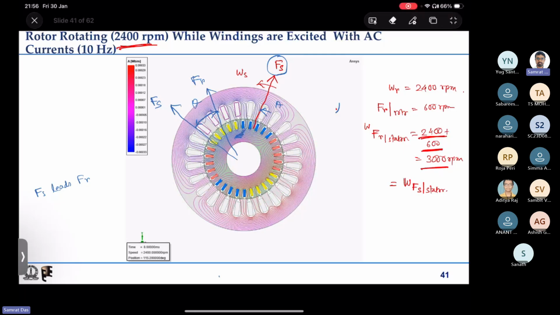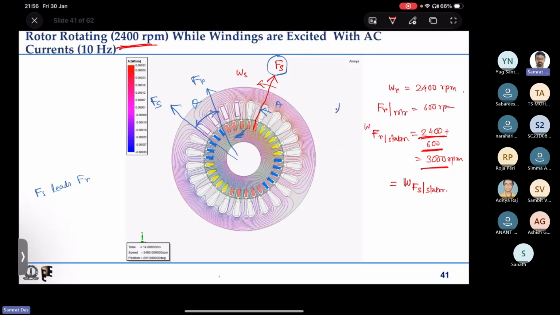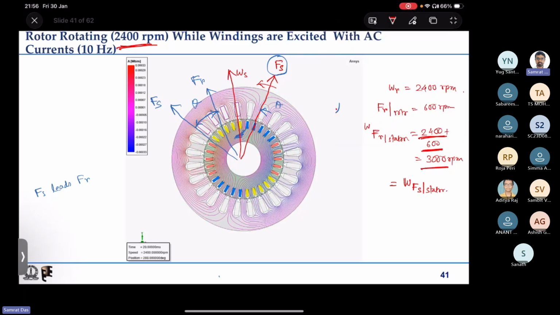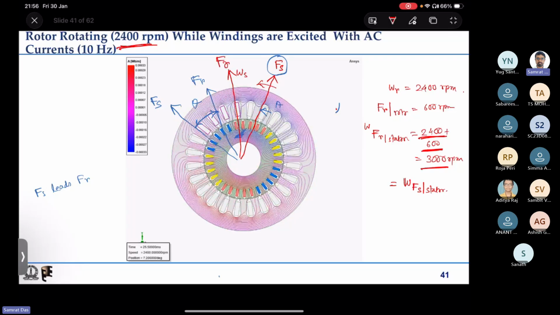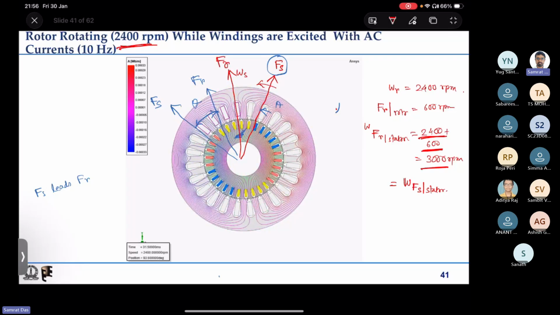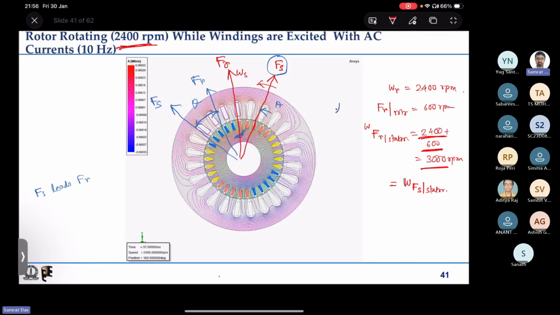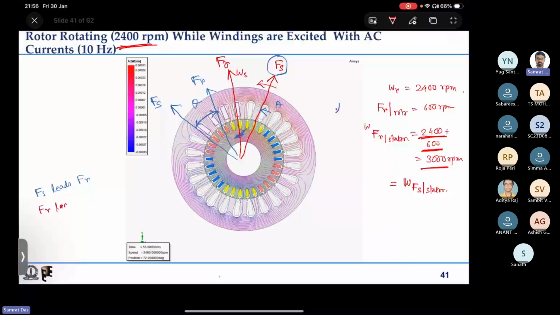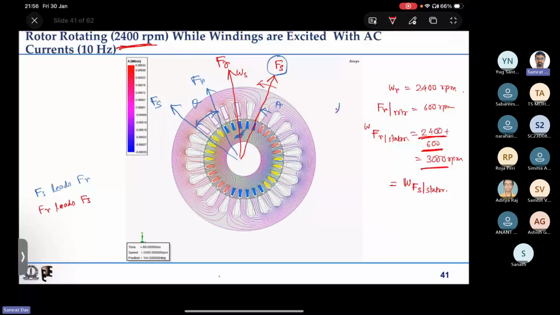Fr would not be here, but Fr would basically be ahead of Fs for the same direction of rotation. So in this case, as the rotor rotates, as you can see, the rotor magnetic field is actually ahead of the stator magnetic field. So Fr leads Fs. Energy transfer will happen from the leading one to the lagging one. So energy transfer is happening from the rotating rotor to the stator, that is, generating action is happening.